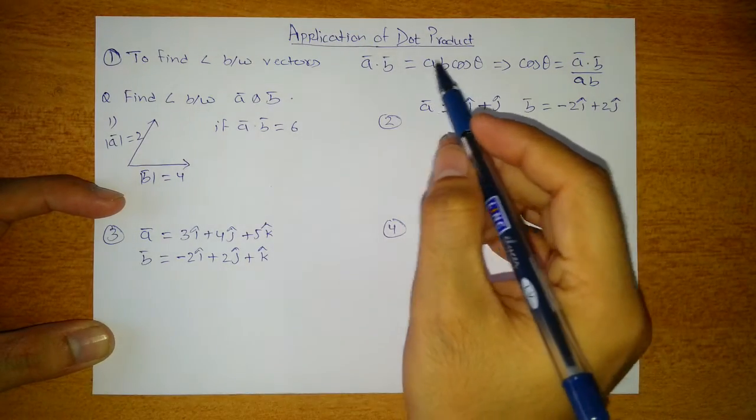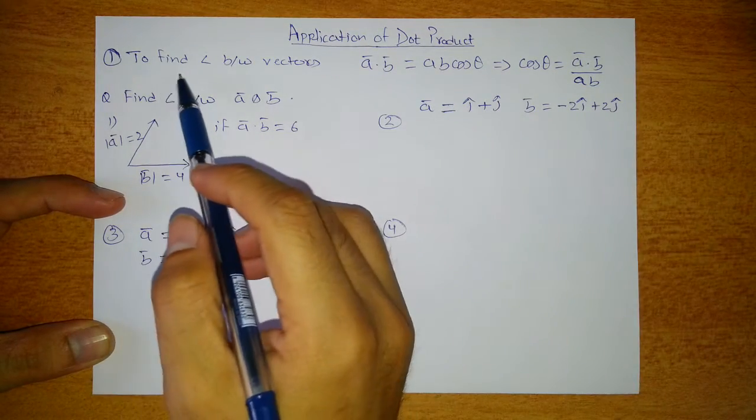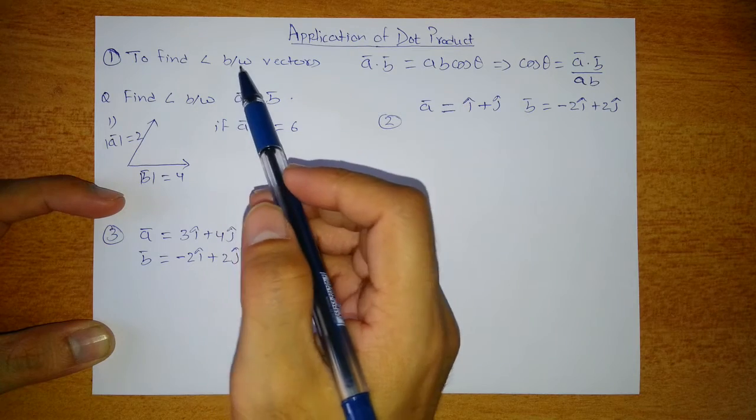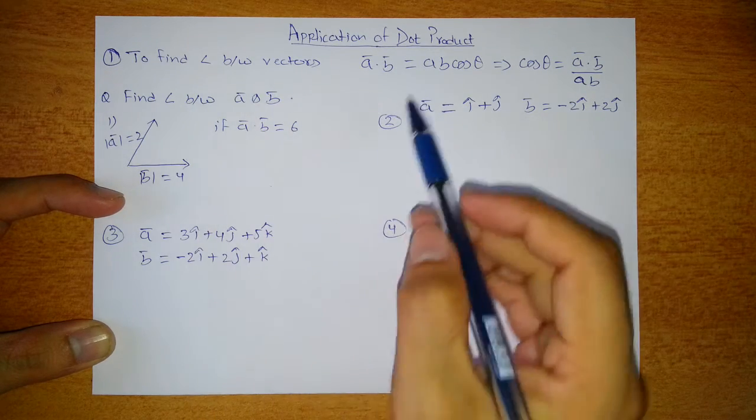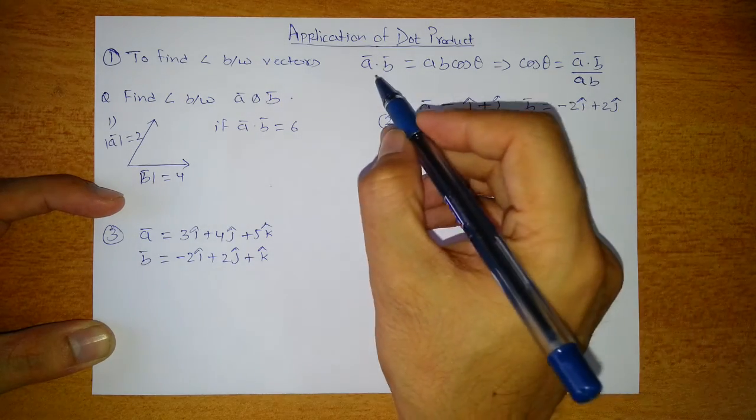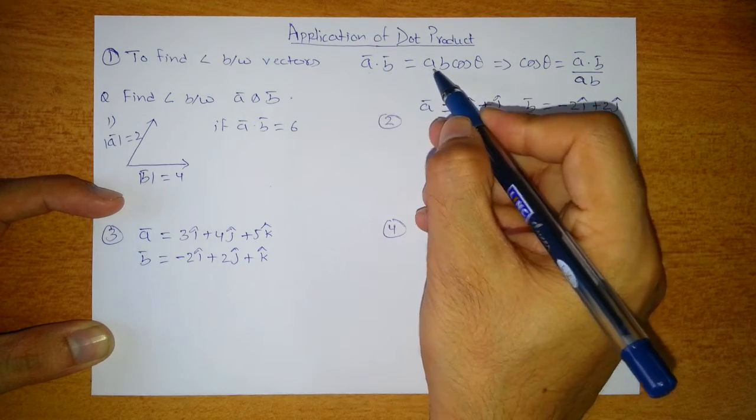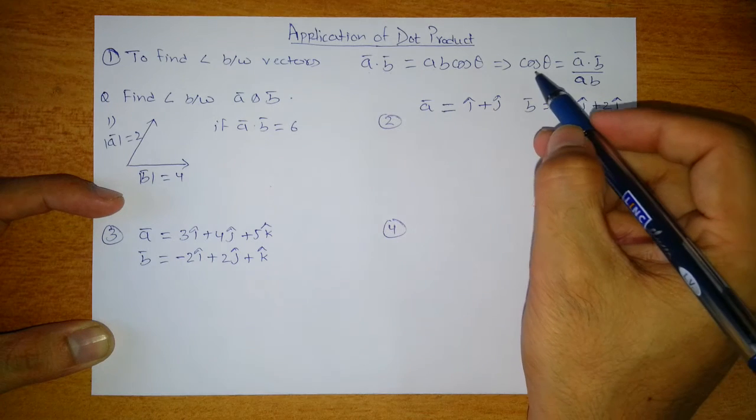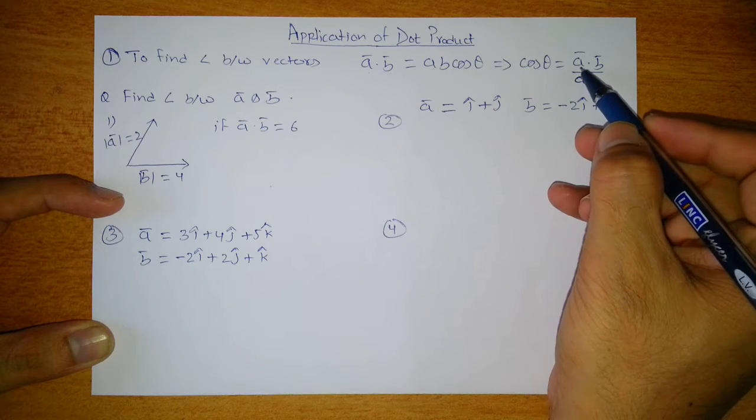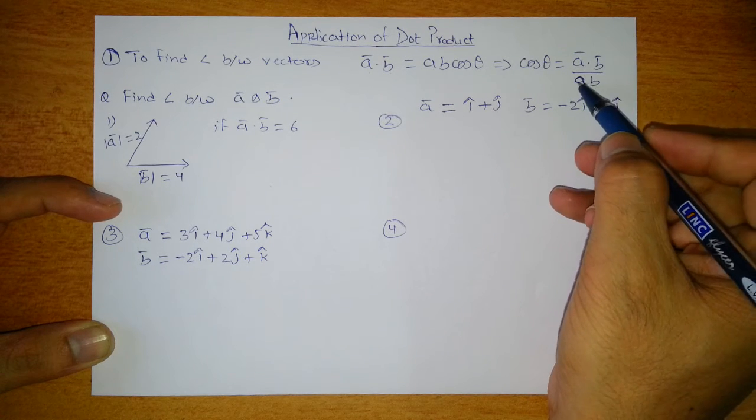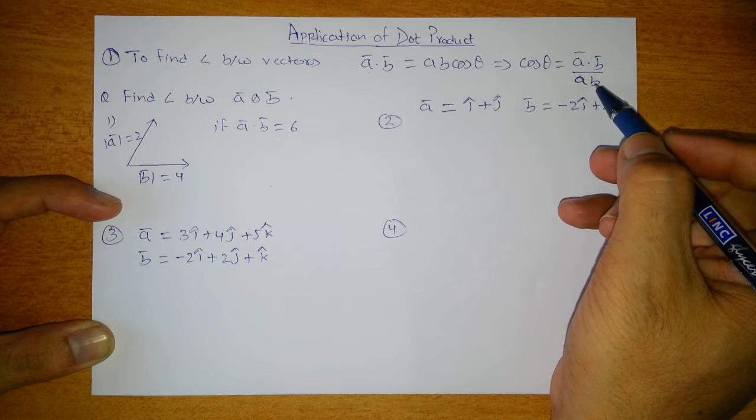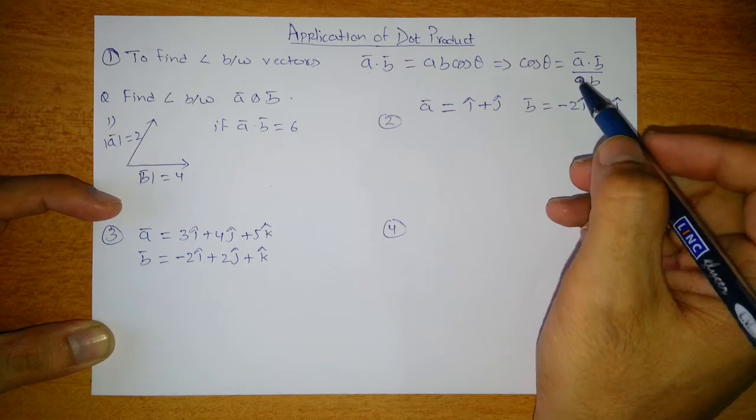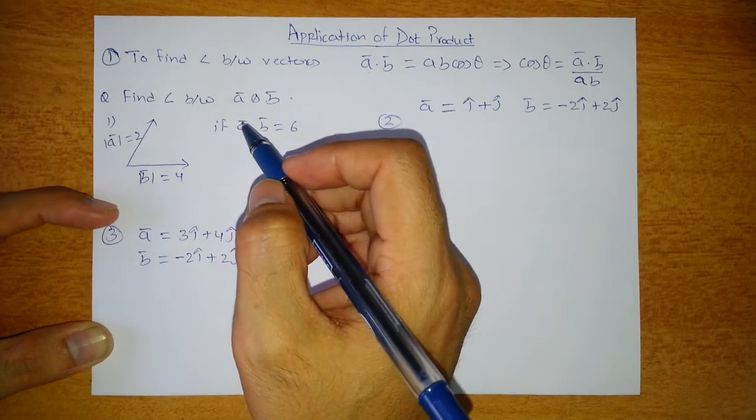About application of dot product. So the first application and the most used application is to find the angle between two vectors, we use dot product. As we know, a dot b is nothing but ab cos theta. So we can find cos theta by using dot product and dividing by their magnitudes a and b. So let's see the first example.